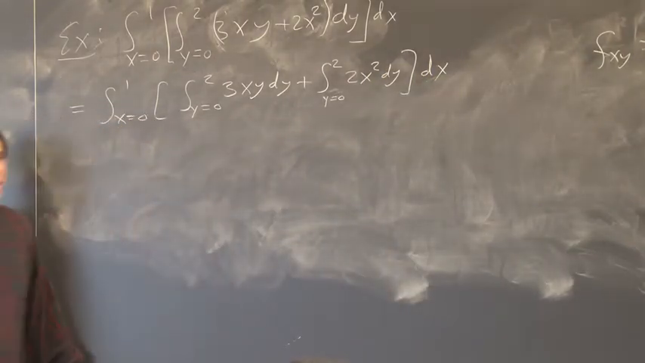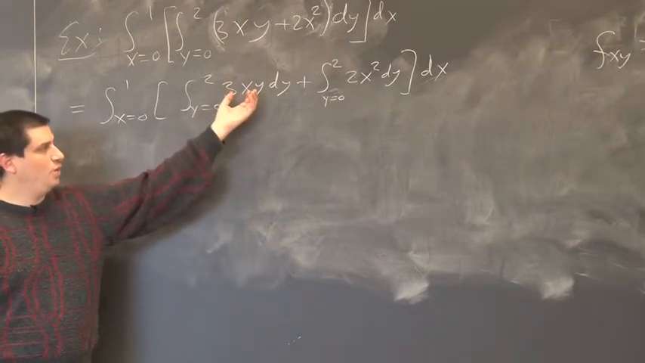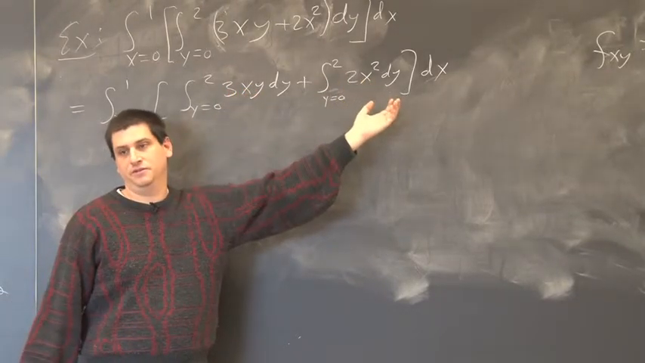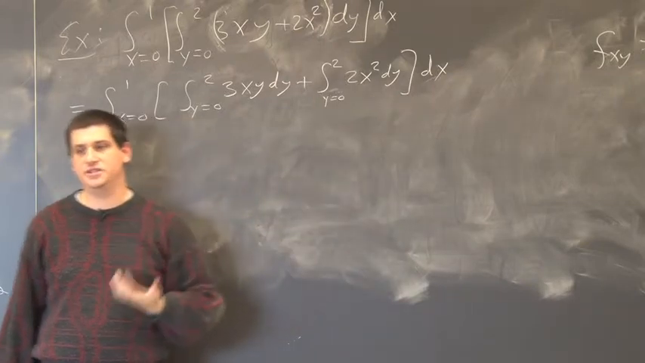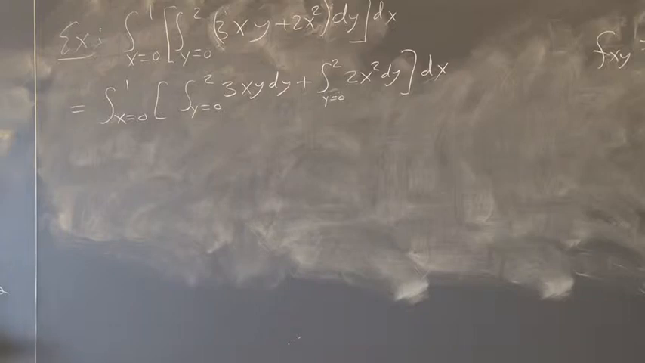What you have to remember now is x is constant. I'm letting y change, but x is fixed. If I put in x equals 5, this would just be 15y, and this would just be 50. X is just some number. I'm integrating with respect to y. So x is a constant.